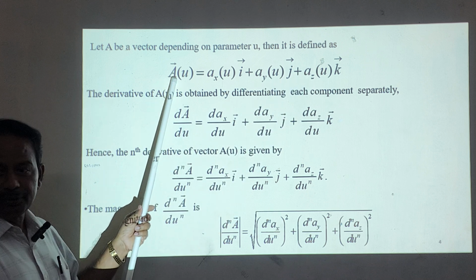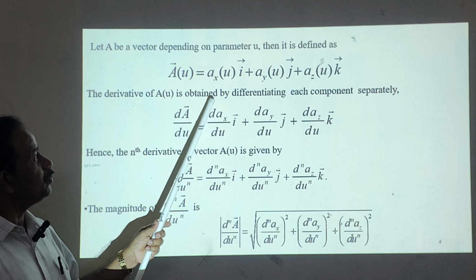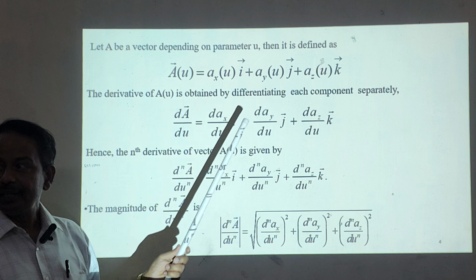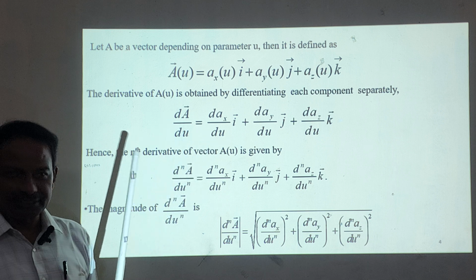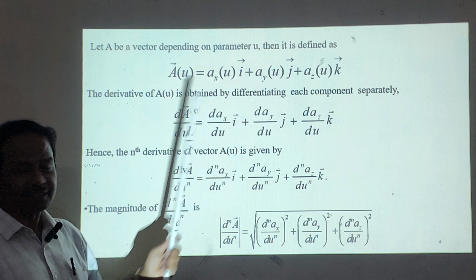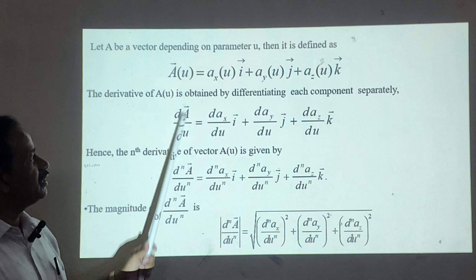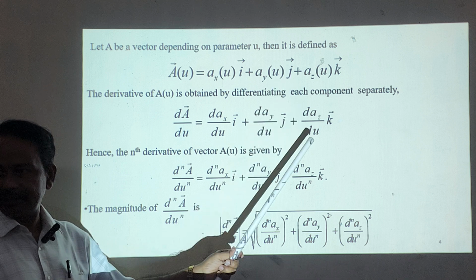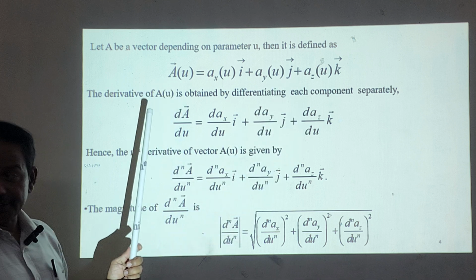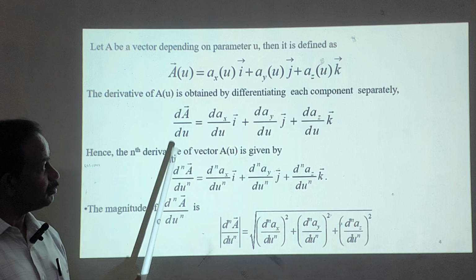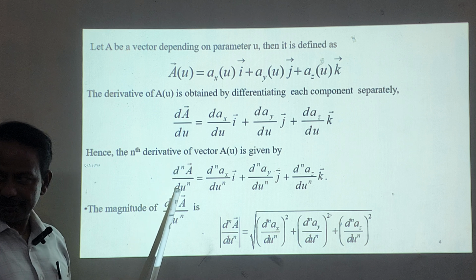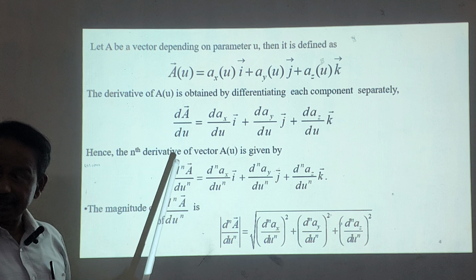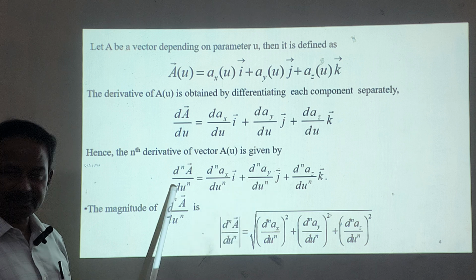The derivative of A(u) is obtained by differentiating each component individually. So we are going to differentiate each component individually. This is the derivative. The nth derivative is given by d to the power n A by du to the power n. So this is the single derivative, and this is the nth derivative.